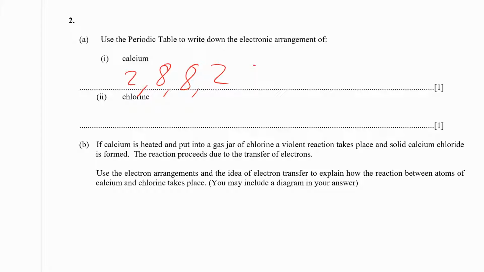Next up is chlorine, and this following the same style. This is 2, then 8, then 7. And the reason for this is what you're essentially trying to do is represent the electrons as if they were in an orbital diagram. So there are 2 electrons in the first shell, 8 electrons in the second, and 7 electrons in the third shell. Okay, hopefully that makes sense.